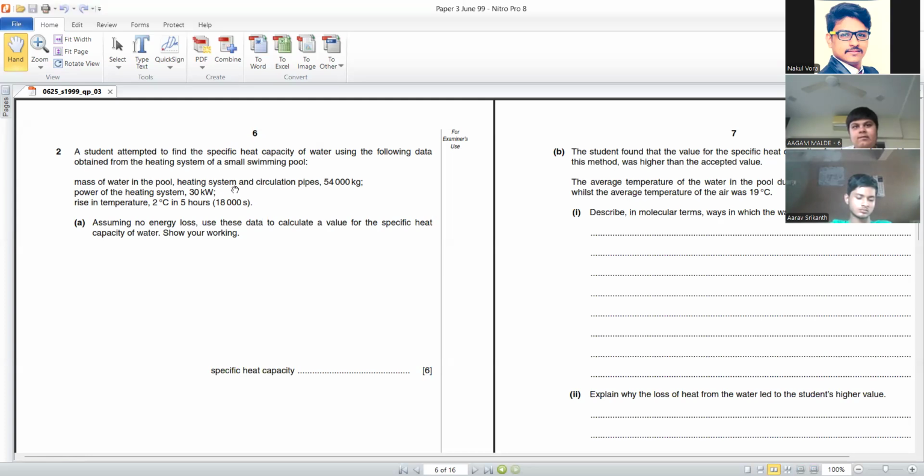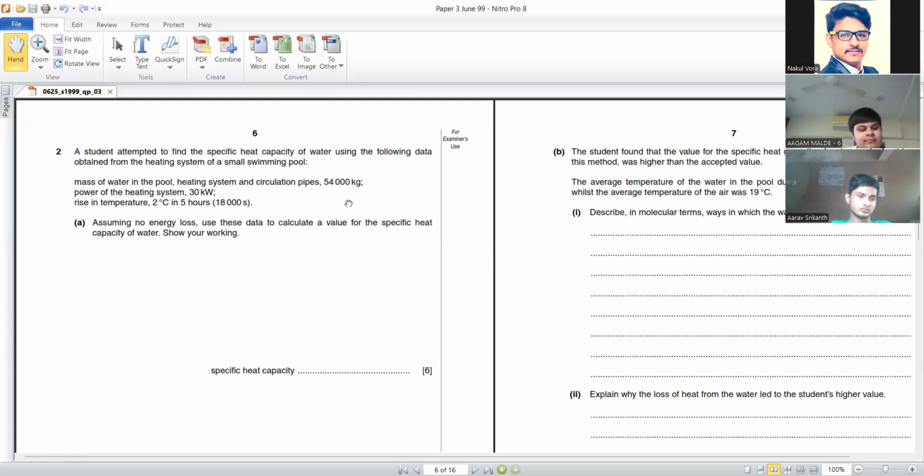The mass of the water in the pool and the heating system of the circulation pipe was 54,000 kg. The power of the heating system is 30,000 watts. The rise in temperature is 2 degrees Celsius in just 5 hours. Like, it ran for 5 hours and could only heat it by 2 degrees. Assuming no energy loss, arre wah, there is no energy loss to the surroundings as well. Use this data to calculate the value of the specific heat capacity of water.